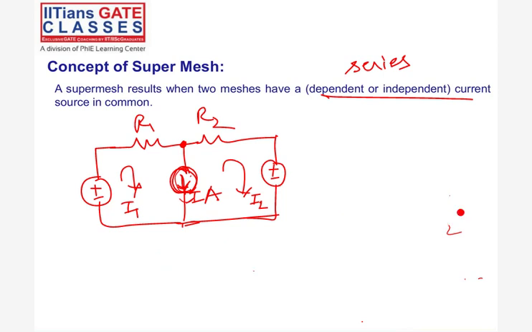Okay. I is nothing but I1 minus... Please give an example for dependent sources of current. Yeah, we'll do it in problems, not a problem.